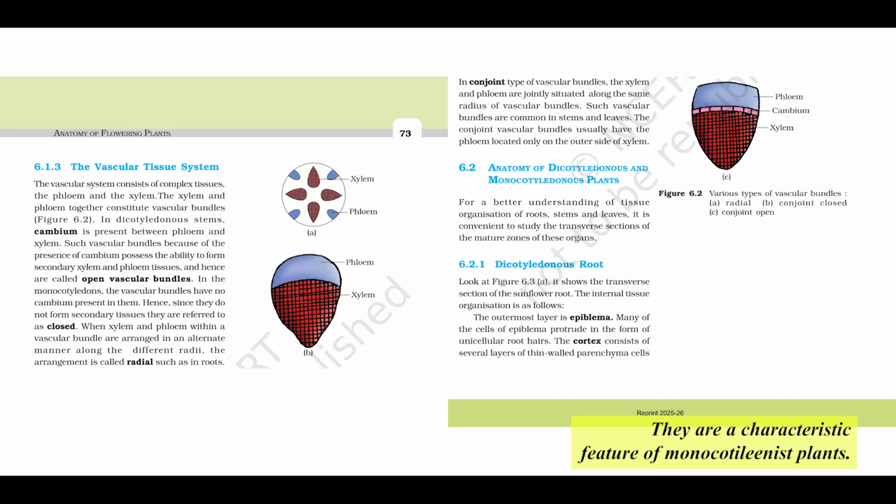They are a characteristic feature of monocotyledonous plants. You can think of them as closed roads, no further widening, no increase in girth once these bundles are formed. This explains why monocots like grasses or bamboo typically don't develop thick, woody stems like you see in dicot trees. It's just a different growth strategy.